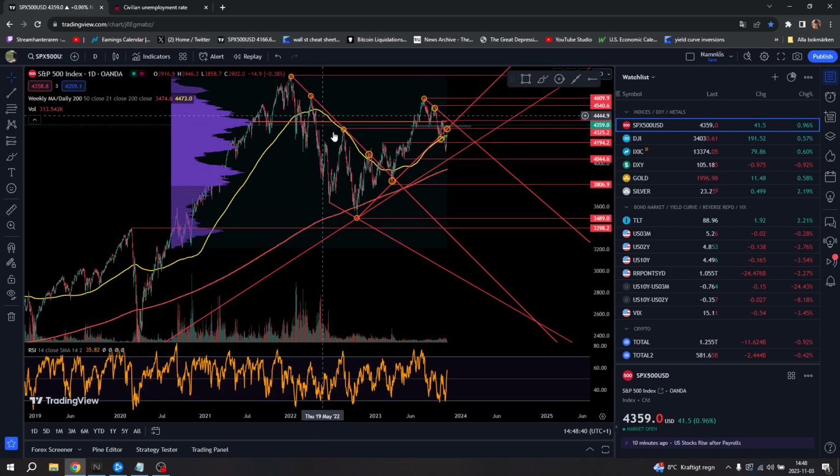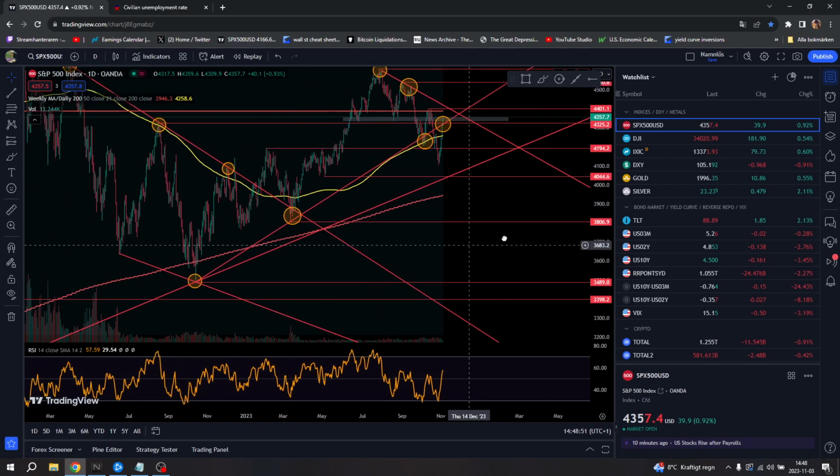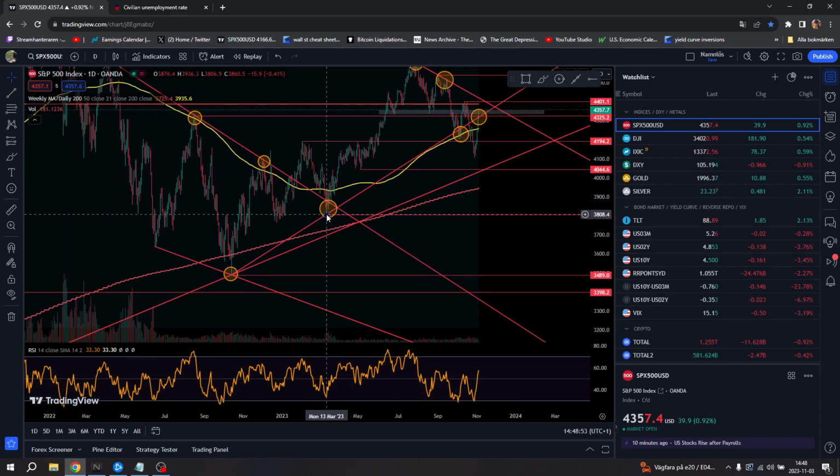Also, we have this previous resistance line, which could turn into support if we come back like this, right? Because this trend line was holding us down pretty bad last year. And then we also have the one that's broken, right? This upward sloping trend line right here.